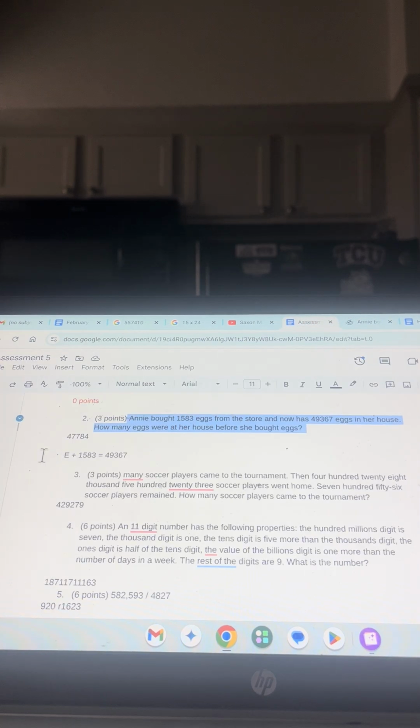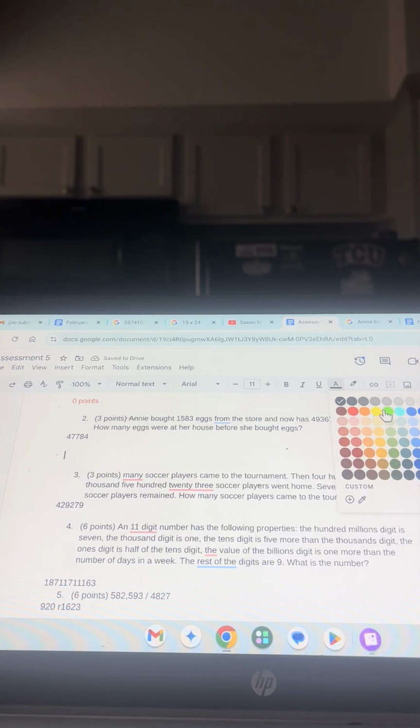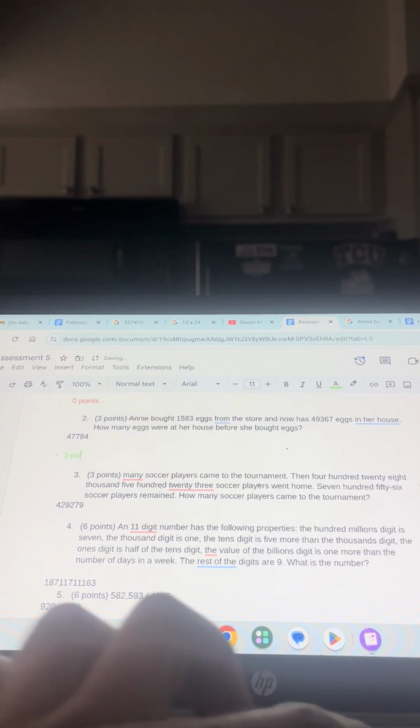$47,784, is that what you got? 47,000, hey, that's correct. So you got the right answer for that one. So you got full points for that one, because it's correct. 3 points.